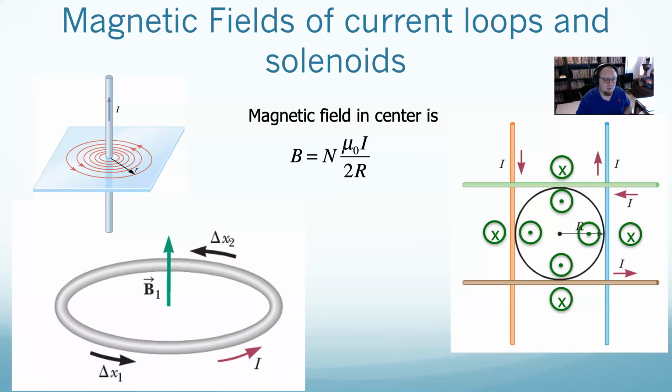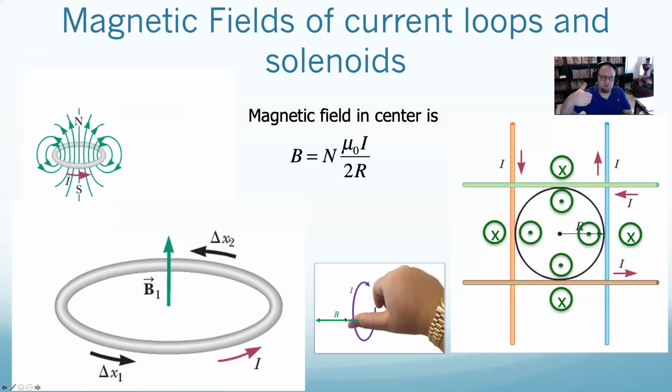But it ends up that if you make a loop of wire, since each piece of the wire, if I go around with my hand, creates a magnetic field in the same direction, it's going to create a much bigger magnetic field. And of course, there's a right-hand rule for this. If you curl your fingers in the direction of current, your thumb is the magnetic field.